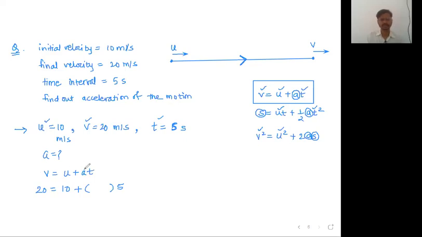The equation asks whether to put acceleration positive or negative, so take that decision. But right now acceleration is not to be put by us. It is actually asked, so keep it as it is.